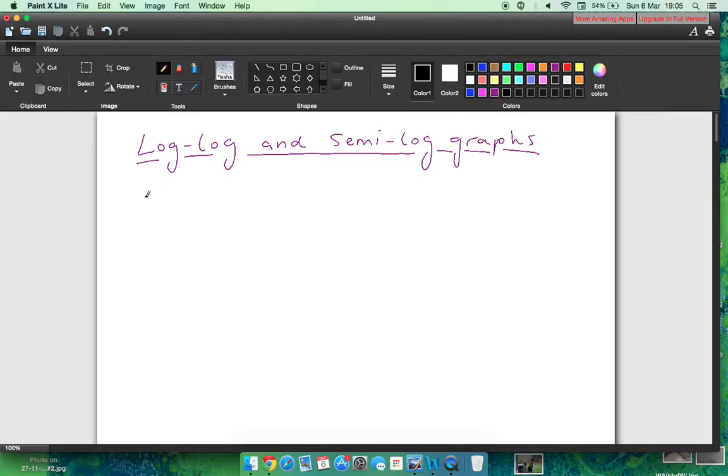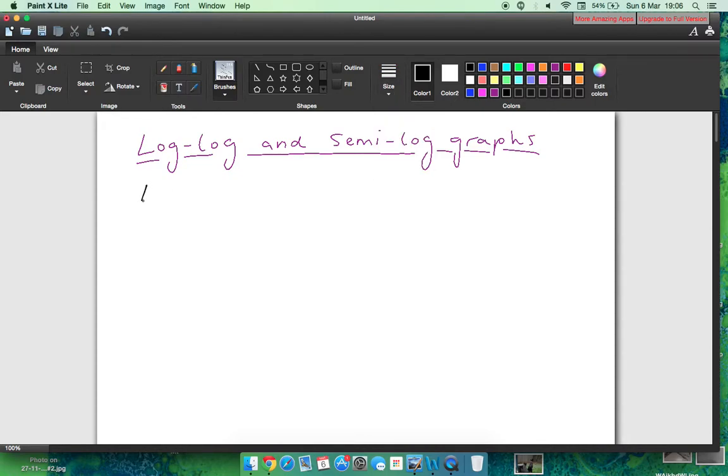In this video, we're going to be taking a look at semi-log and log-log graphs and how they can be used to create a model for a given data set if you don't know what the relationship is between the dependent and independent variables in that data set. So first, let's quickly revise what we already know about a couple of different types of graphs.